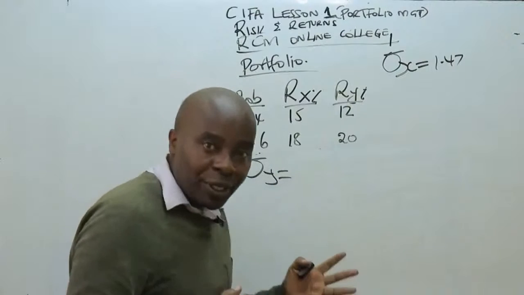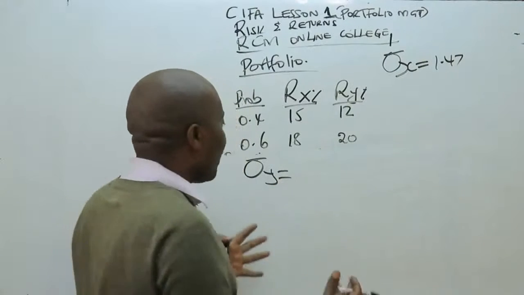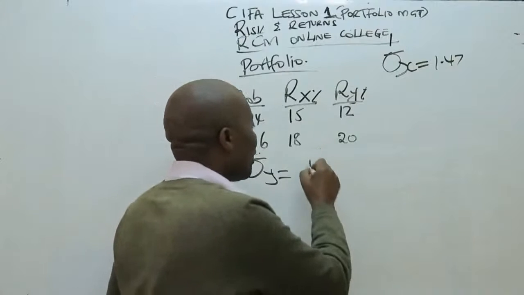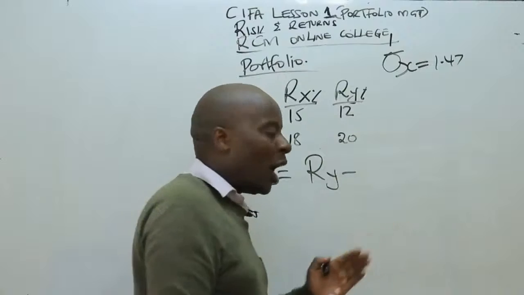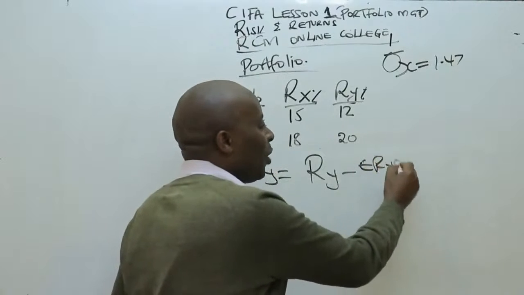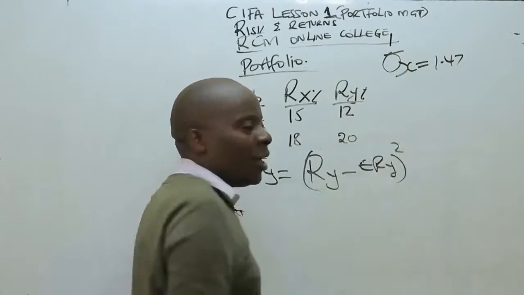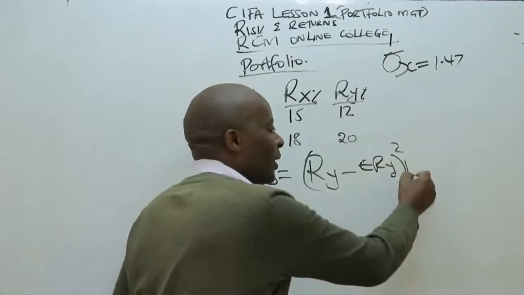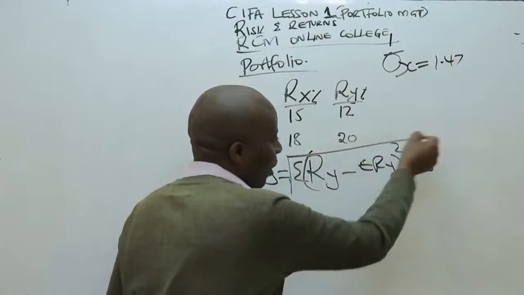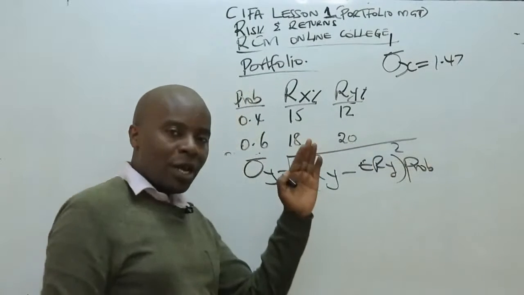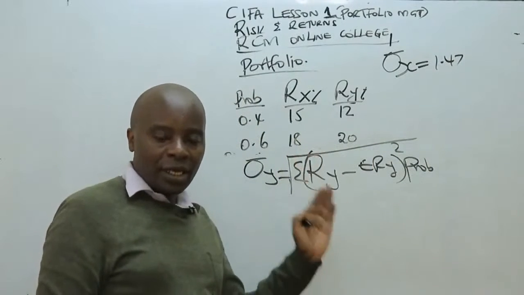Our formula is pretty easy. For getting the standard deviation of y, we are looking at the difference between two types of returns: the actual return of y vis-a-vis the expected return of y. And these must be squared times probability. Because there are many deviations, you must sum them. And then at the end of the day, crown it up by having a square root.